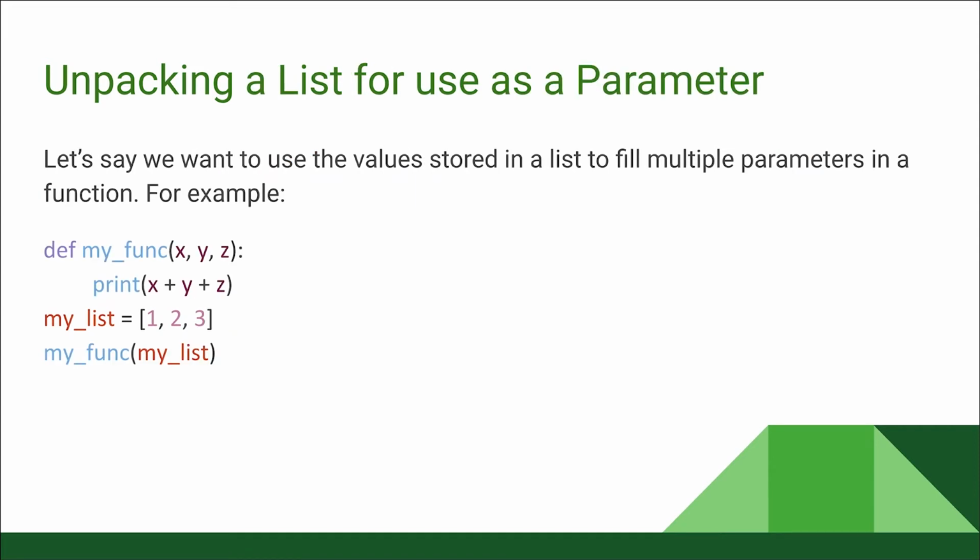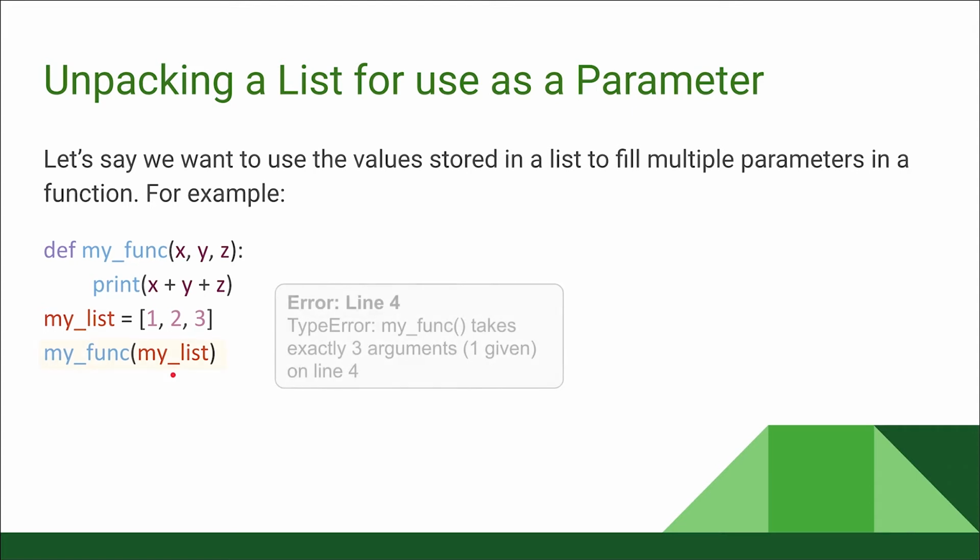Let's say that we want to use the values stored inside of a list to fill multiple parameters in a function. Let's say my function is myfunc, and it takes 3 parameters, x, y, and z. It's going to print the sum of those 3 values. And let's say my list is equal to the list 1, 2, 3. What happens if I call my function, myfunc, with myList as a parameter? Well, I get an error.